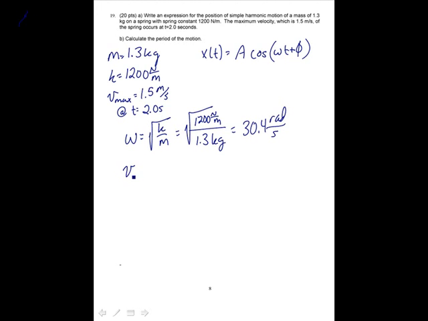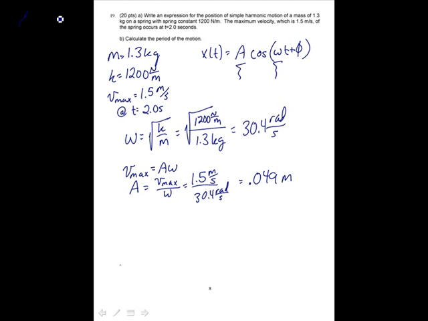Then I know that if I take the derivative of that position function, I can find my v max, which is equal to A omega, the magnitude of it. And so I can solve then for A, since I know v max. It's equal to 1.5 over 30.4. That's equal to 0.049 meters. So that's my A value. I've already found omega. Now all I need to do is find phi and then calculate the period.